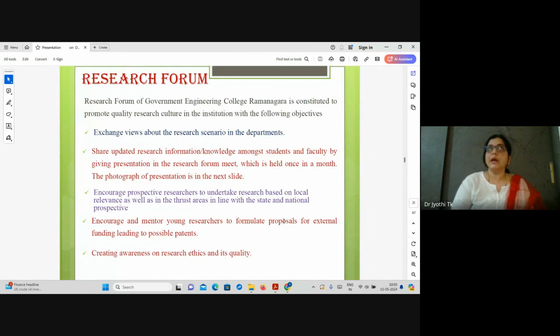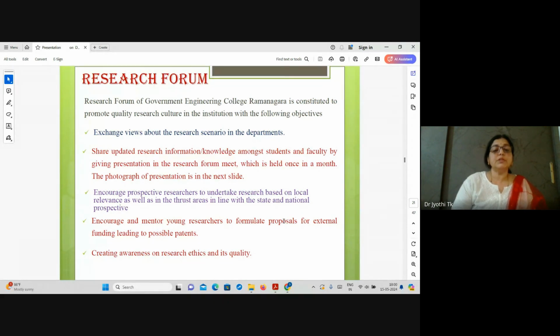research forum. We have a research forum at Government Engineering College, Ramnagar. The main objective of this research forum is to exchange views about the research scenario in the departments, across the departments, and share updated research information and knowledge amongst students and faculty by giving presentations in the research forum meet, which is held once in a month. The photograph of the presentation is in the next slide.